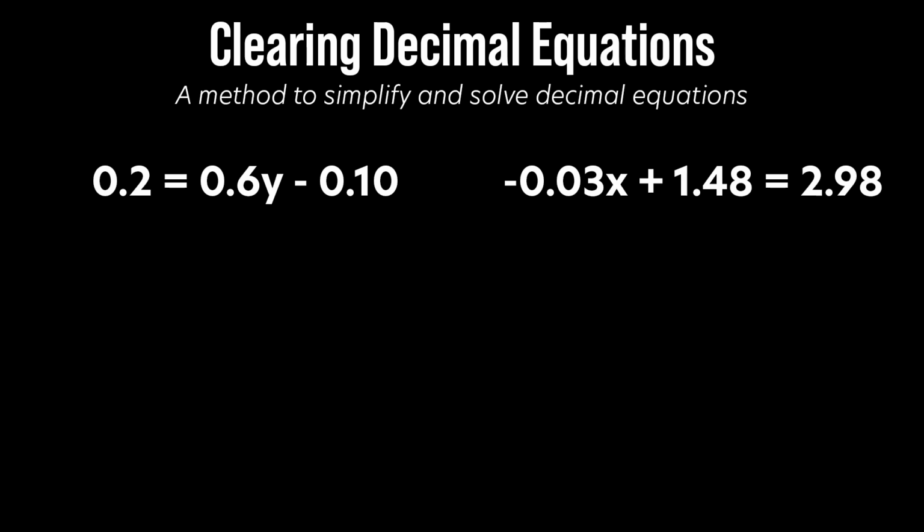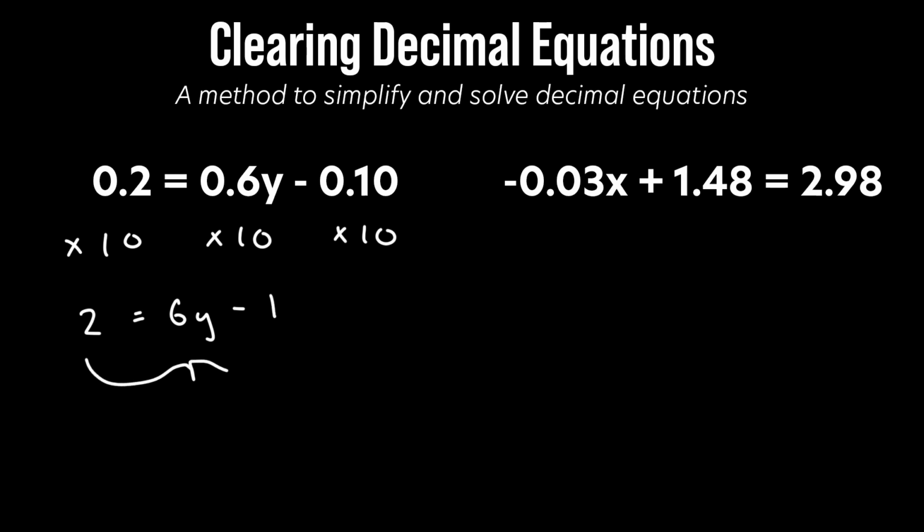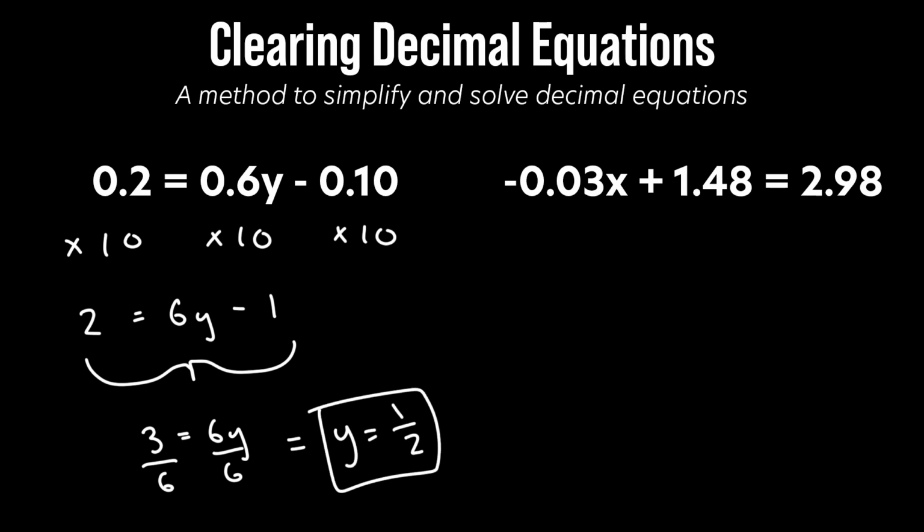So if we were to multiply each number by a value of 10, we would get 2 is equal to 6y minus 1. And this equation here is a lot easier to solve for y. You add 1 to both sides of the equation, and so you're going to get 3 is equal to 6y, and you can then divide both sides by 6. And as a result, you will get y is equal to 1/2. And that's your final answer.